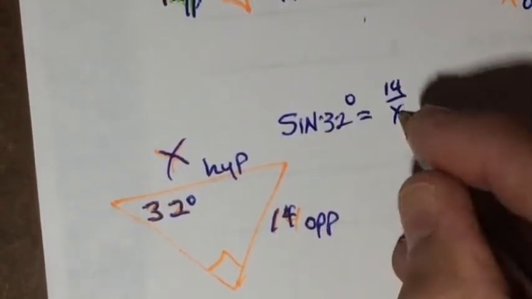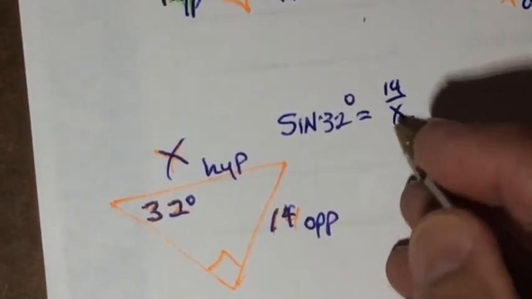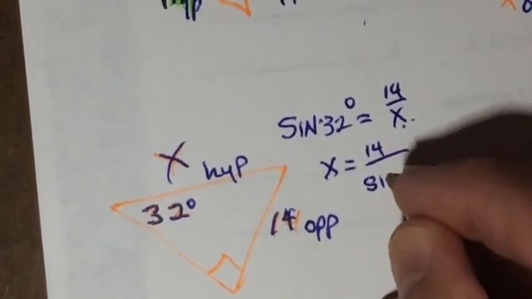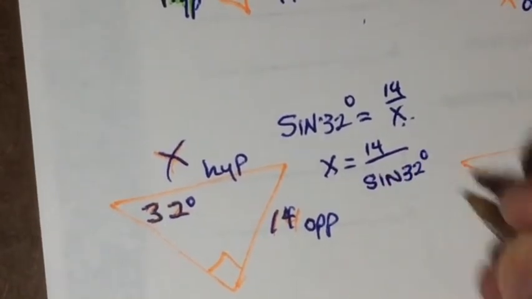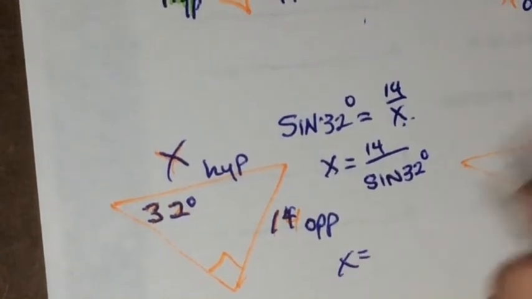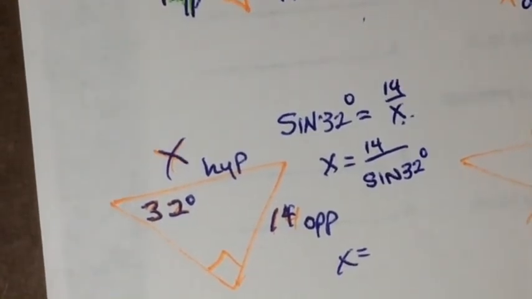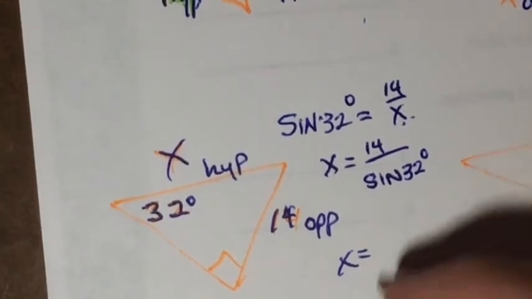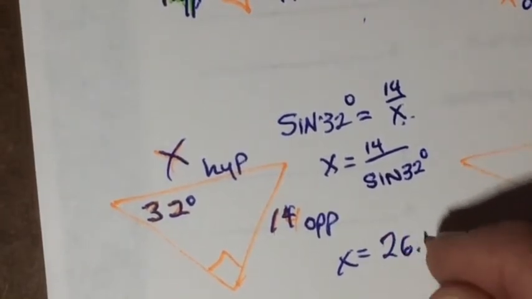When you get this situation, you can switch the numerator here and the denominator over here. So you wind up with x is equal to 14 divided by the sine of 32 degrees. And when you do that, I get 26.419.